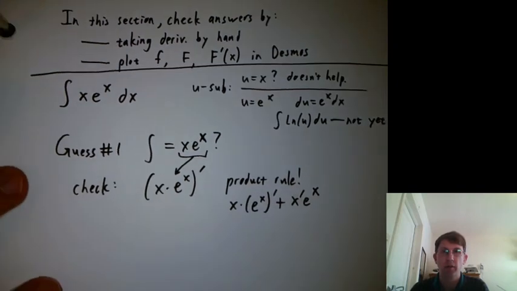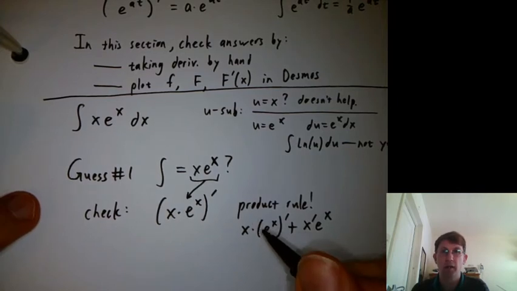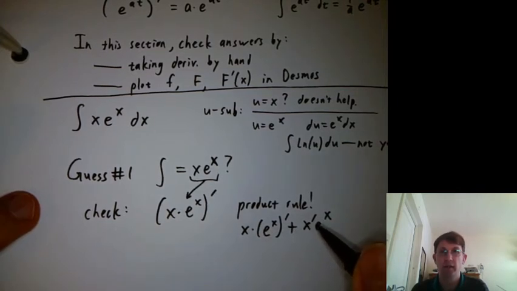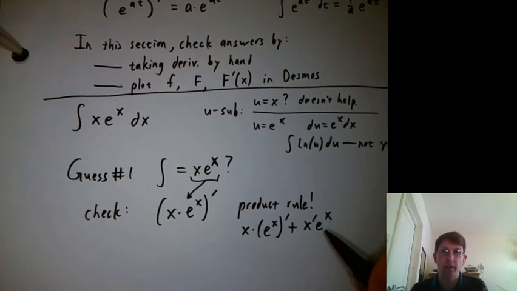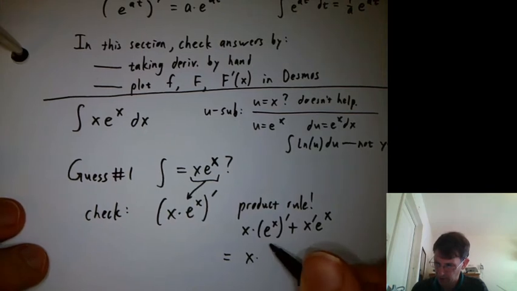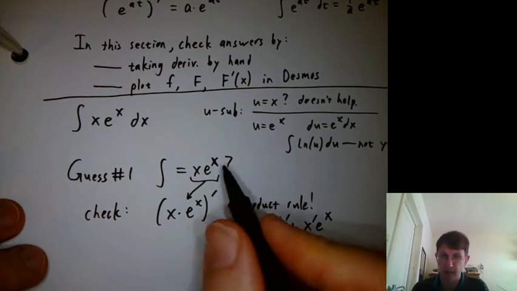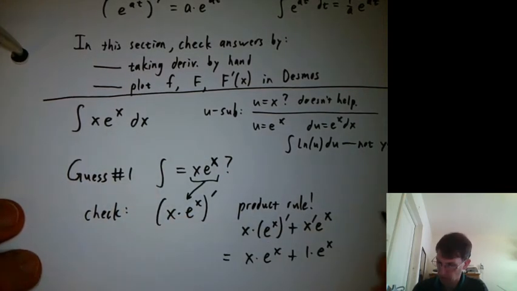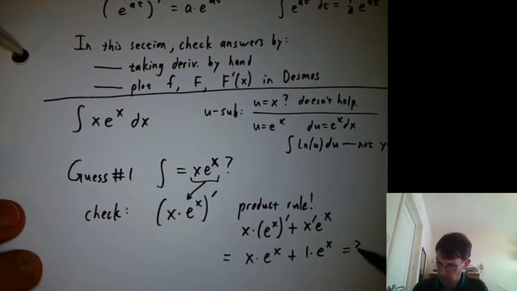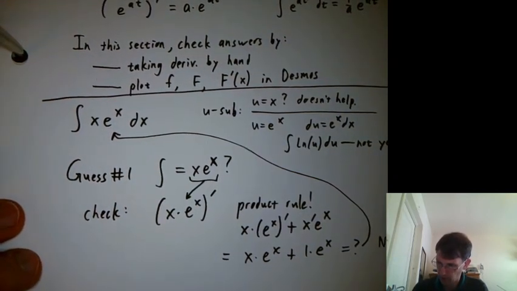Now, when you learned the product rule, like when I learned the product rule, you probably did the first thing prime times the second thing plus the first thing times the second thing prime. And that's fine. Here it happens to work out just a little easier to do it this way. I'm not saying one is right or wrong. They're both right. So did we get what we want here? This is x times e to the x plus 1 times e to the x. Is that what we started with up here? Is that equal to this? Nope.